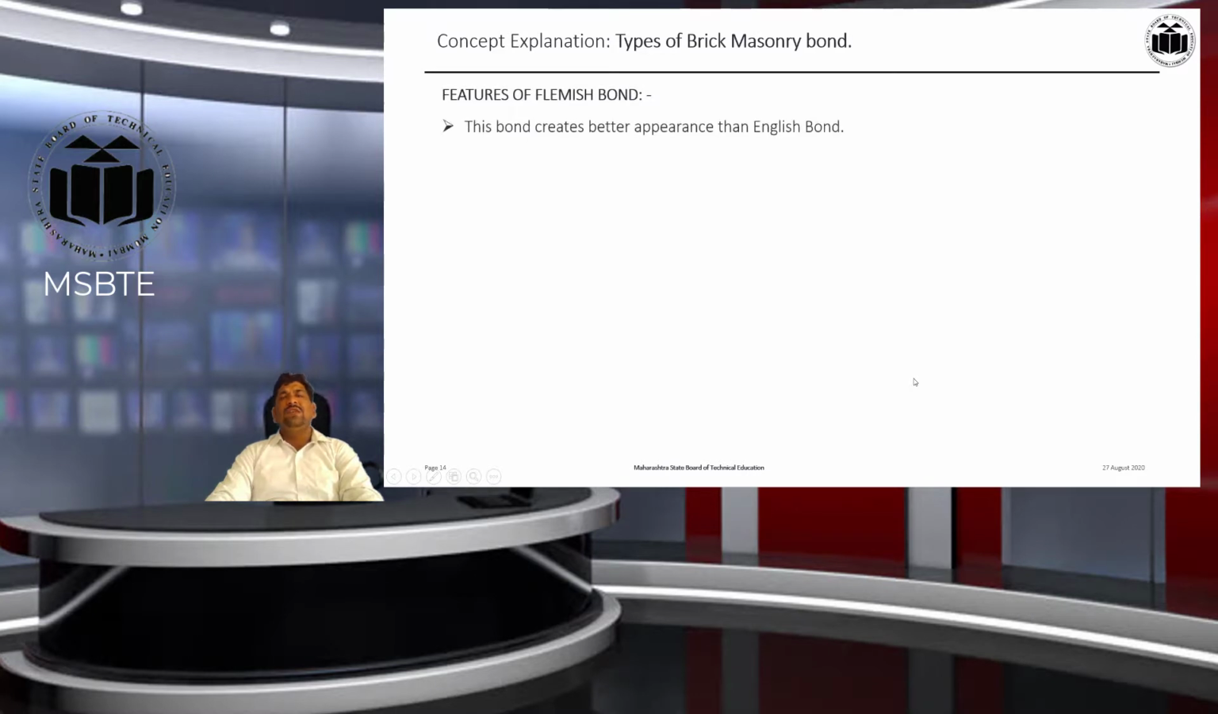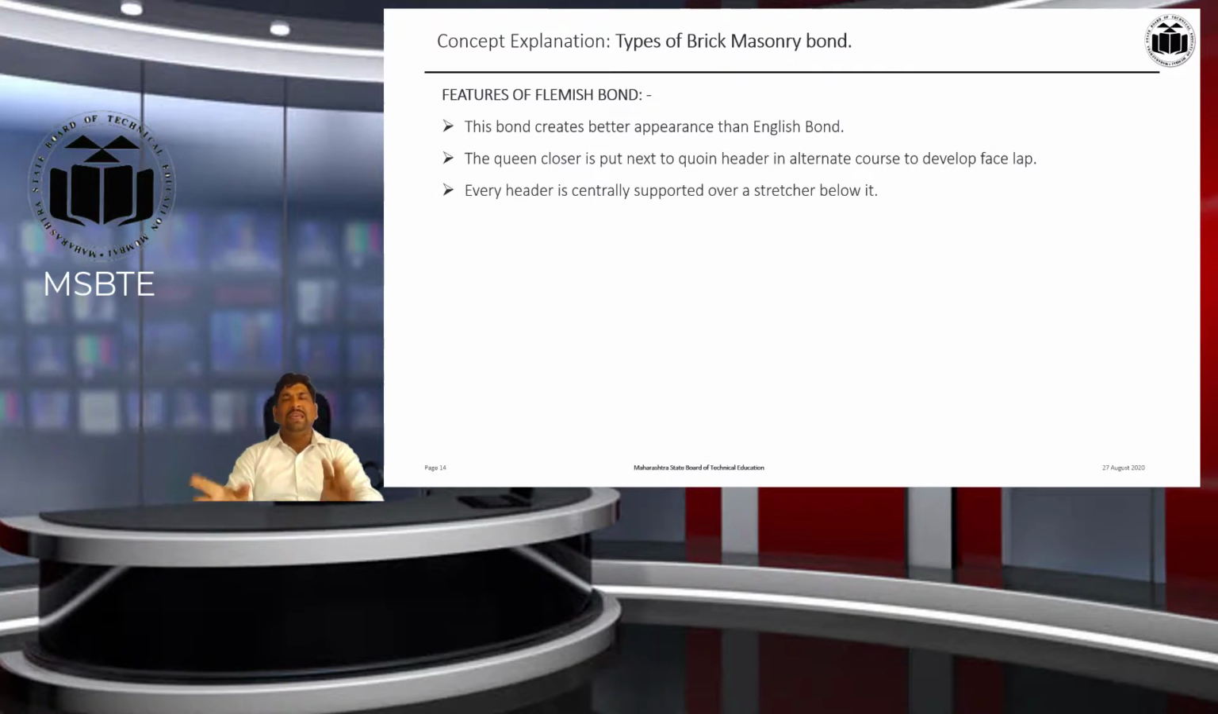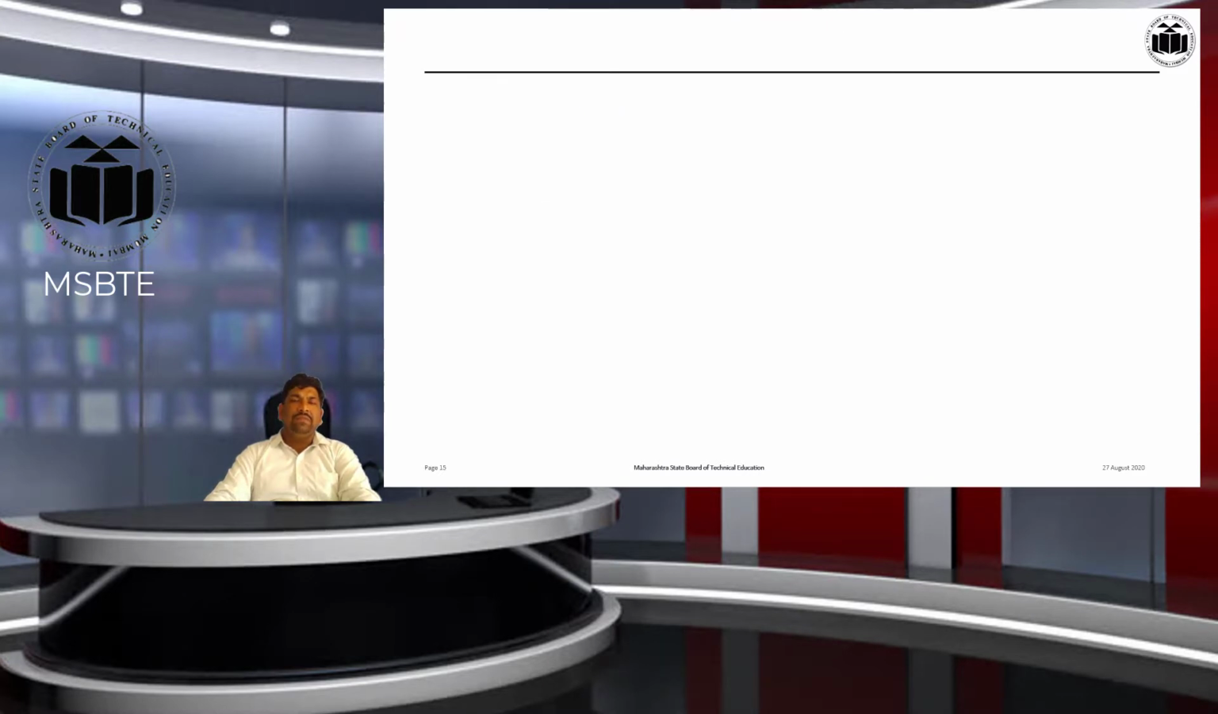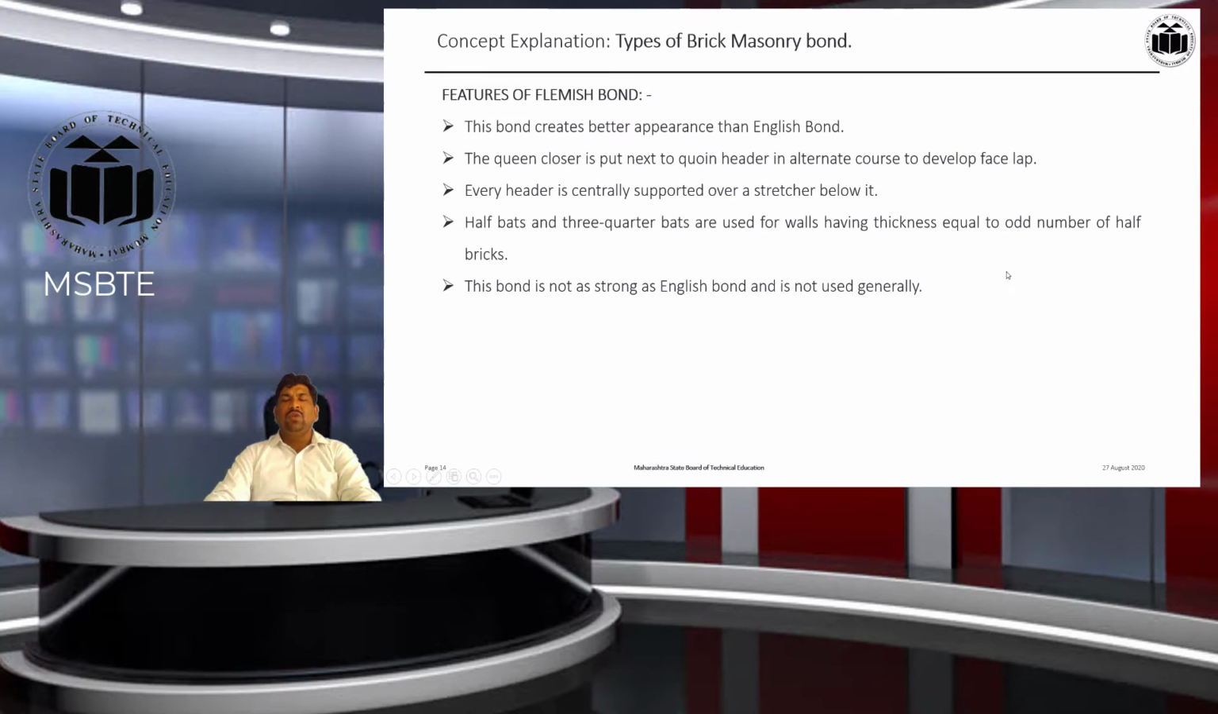The features of the Flemish bond. This bond creates a better appearance than English bond, as header and stretchers are kept alternate in every layer. The queen closure is put next to the queen header in alternate courses to develop the face slab. Every header is centrally supported over a stretcher below it. Half bats and 3/4 bats are used for walls having thickness equal to an odd number of half bricks. This bond is not as strong as English bond and is not used generally. This was nothing but the features of the Flemish bond.